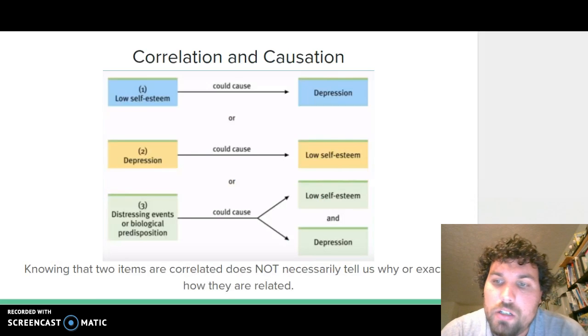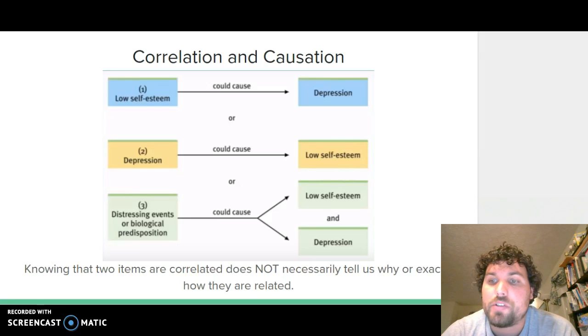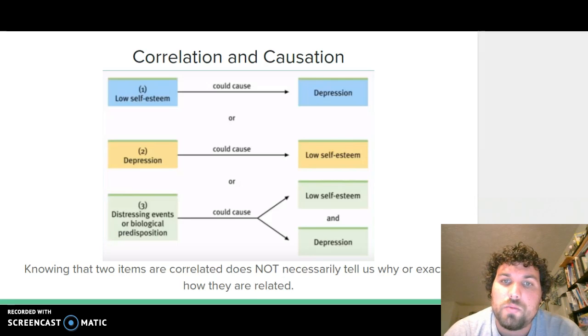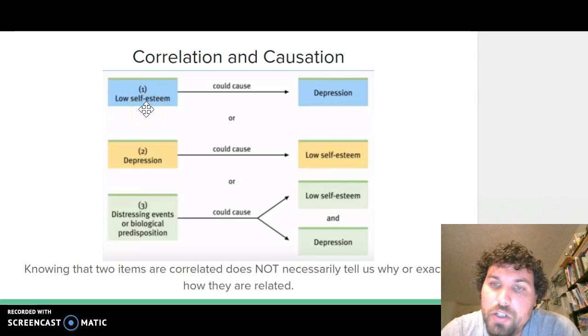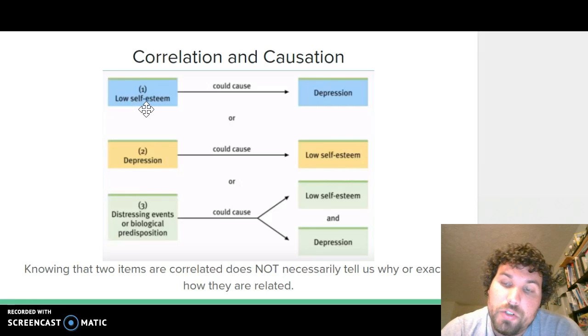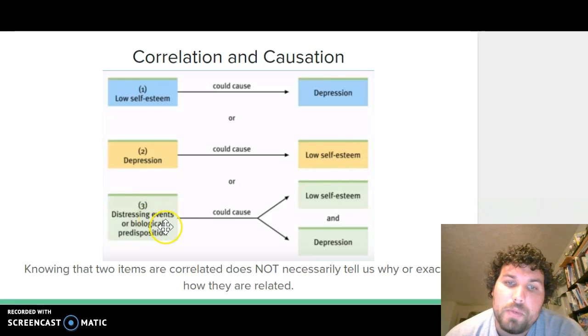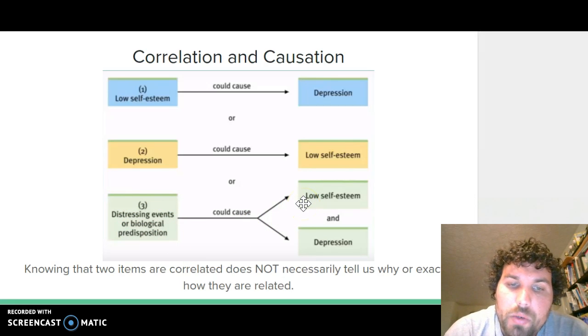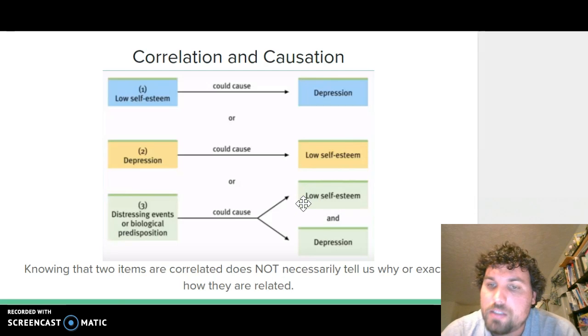All right, so when we look at correlation and correlational research, the main thing is we're looking at what things cause other things to happen, and can a correlation study tell us if one thing is causing another? And so when we look at this, low self-esteem could cause depression, or depression could cause low self-esteem. So depressing events or biological predispositions could cause both low self-esteem and depression. So knowing that two items are correlated does not necessarily tell us why or exactly how they're related.